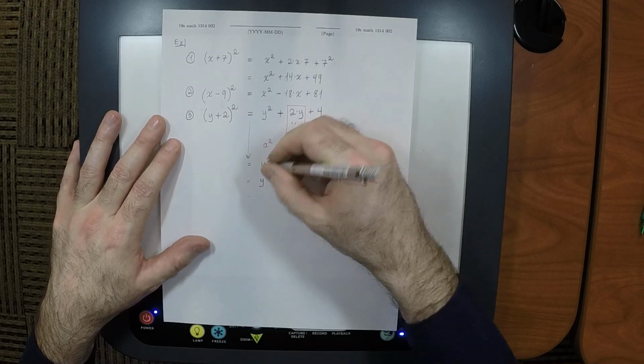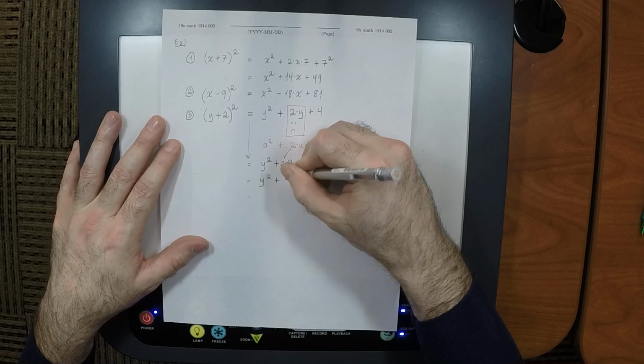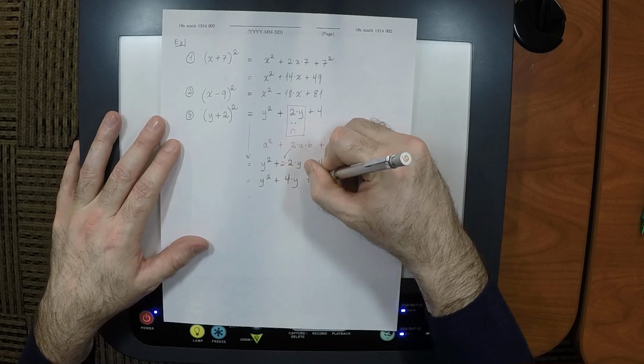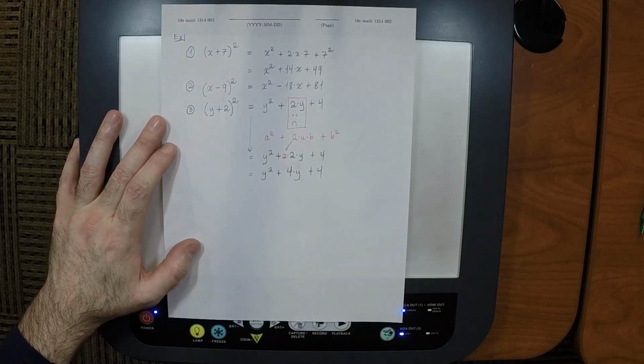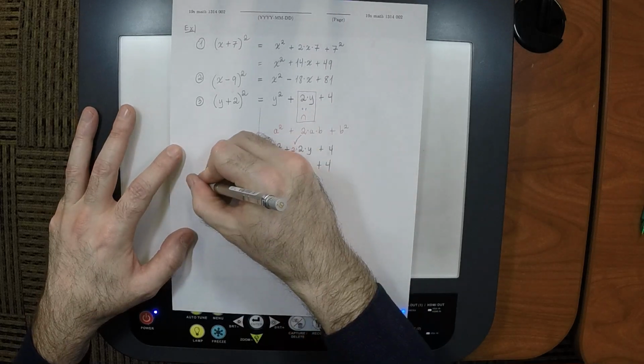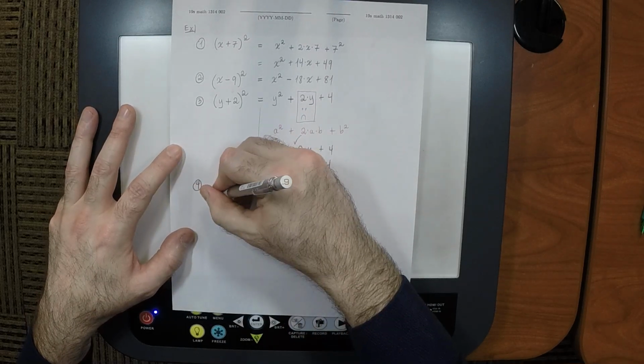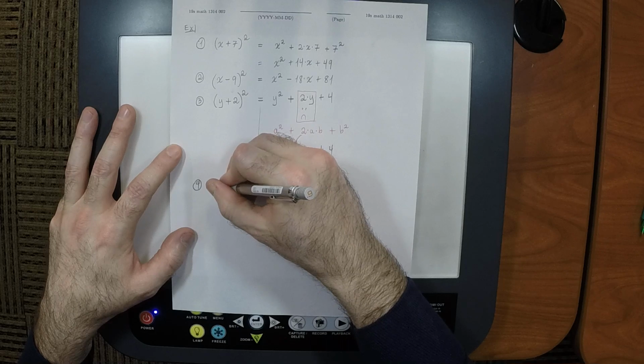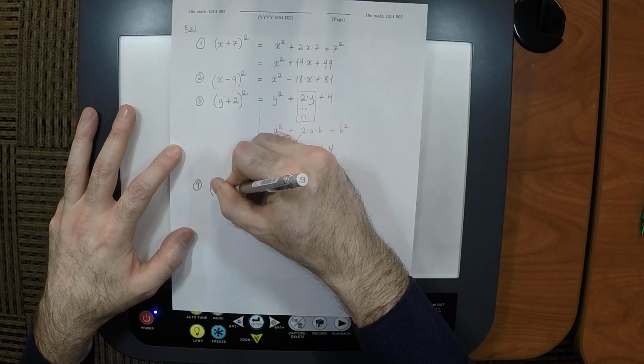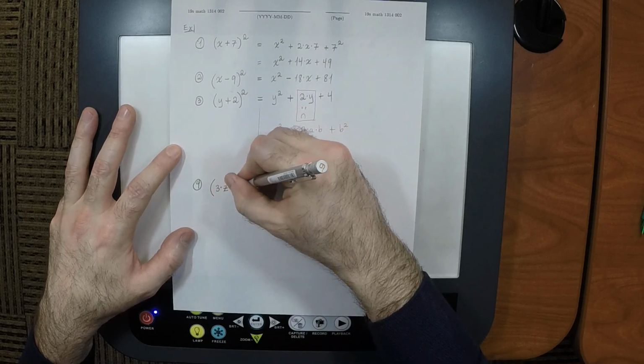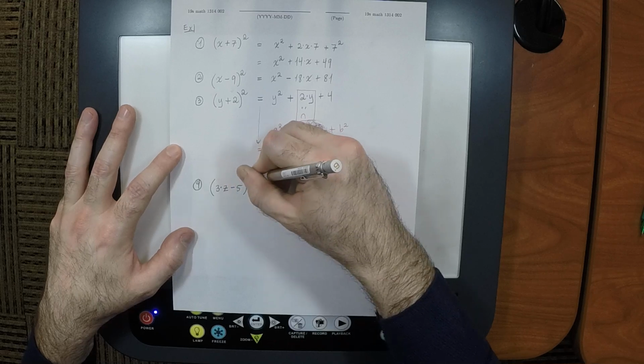So, y squared plus 4y plus 4. All right, how about this one? 3z subtract 5 squared.